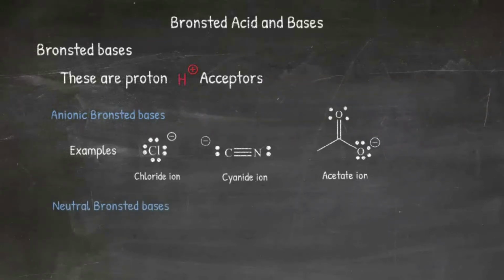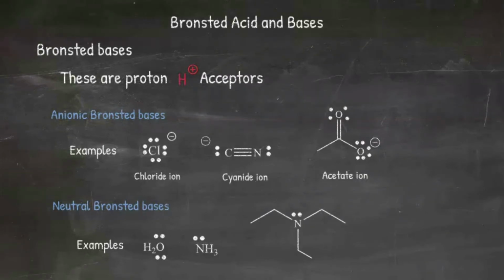The neutral Bronsted bases have no charge. Some examples are oxygen or nitrogen-containing molecules, such as H2O, water, NH3, ammonia, or amines, such as triethylamine.